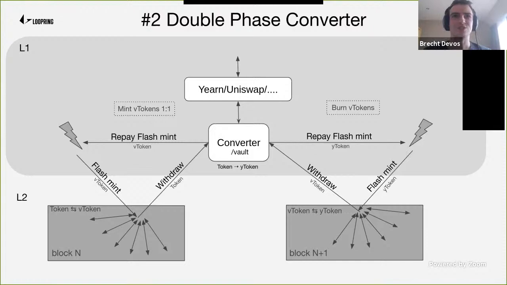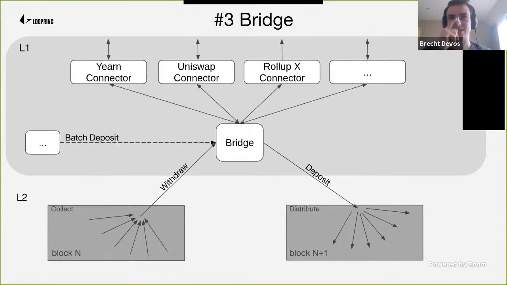Okay, so let's go to the third design, and this is the design that will actually be used for the workshop, and that's the Loopring Bridge. Compared to the converters, the converters are limited in that they can only do token swaps. So it's always the case that one token is exchanged for another token, which is often the case, but sometimes, of course, it's not the case.